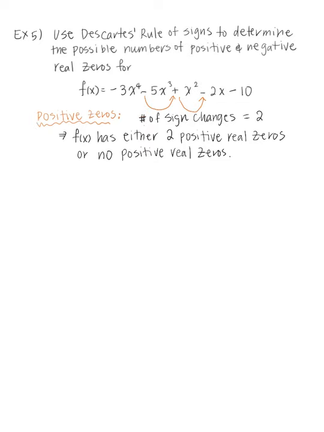Now let's check for the negative zeros. Sorry, I meant negative real zeros, and here it's positive real zeros. I just didn't write the real part. Okay, now how do I check this? Instead of f of x, you need to first compute f of negative x. So let's just do that. Then you count the number of sign changes. So we have f of negative x is negative 3 times negative x to the fourth minus 5 times negative x cubed plus negative x squared minus 2 times the negative x and then minus 10.